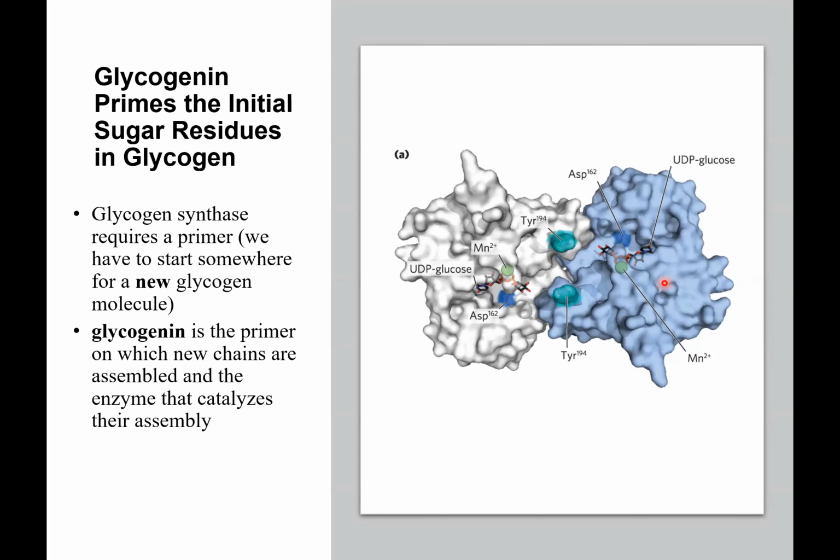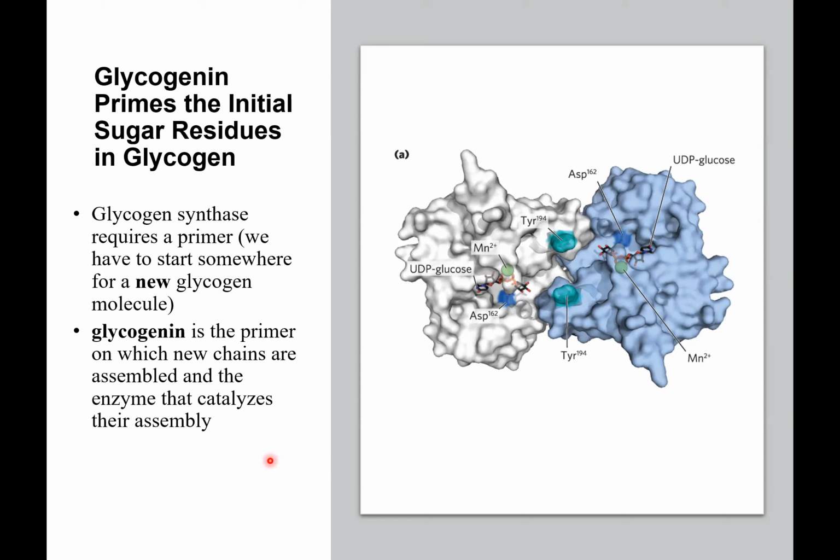Okay, so now we're gonna get into the idea of how we prime the reaction for glycogen synthase to actually act. We have to start somewhere for a new glycogen molecule, right? So glycogenin is the primer on which new chains are assembled. And it's both protein structure and enzyme.